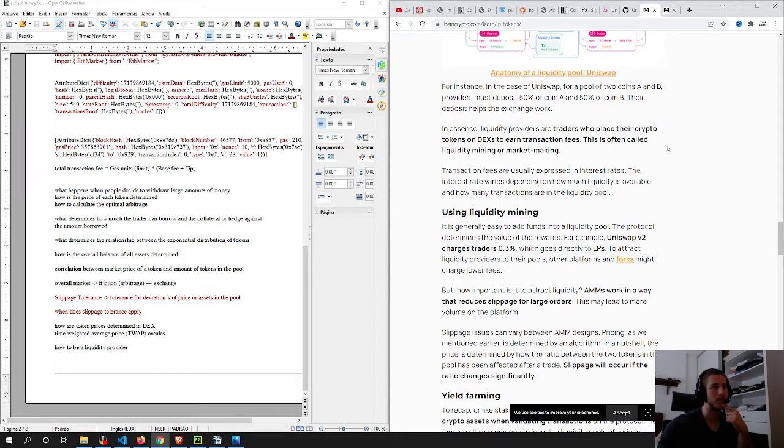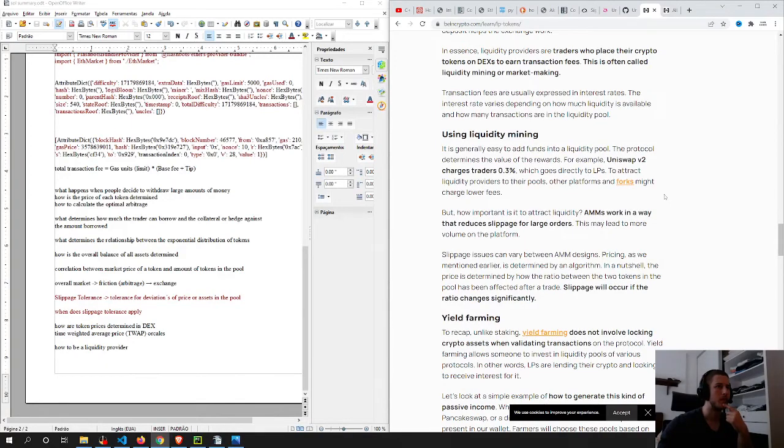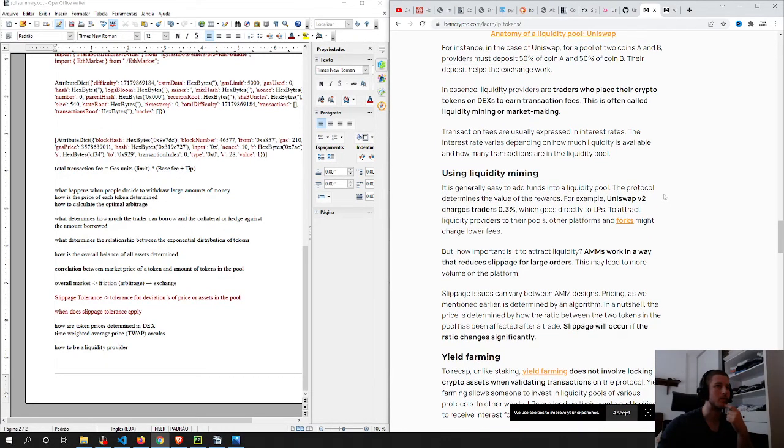So maybe it's both, maybe it is the equation, and then as a result of the equation you have the fixed percentages. Liquidity providers also have to think about what's the logic behind the equation itself for distributing the assets. Liquidity providers are traders who place their crypto tokens on DEX to earn transaction fees. This is often called liquidity mining or market making.